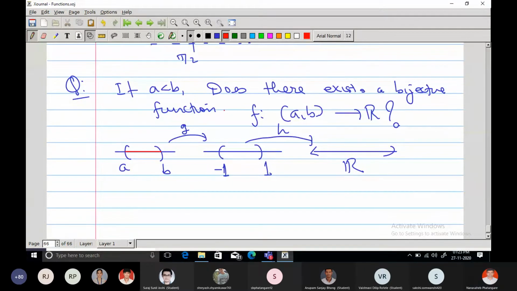Is it possible to combine this process? Combine means what? Then the combination of these two processes is a bijective function from AB to R. And this is what we want to learn further. Is it clear what the idea is? What do we actually want?